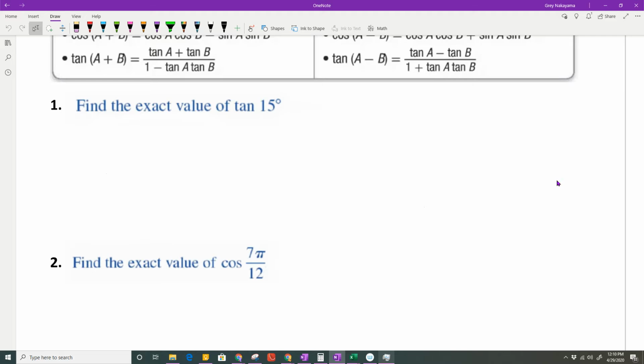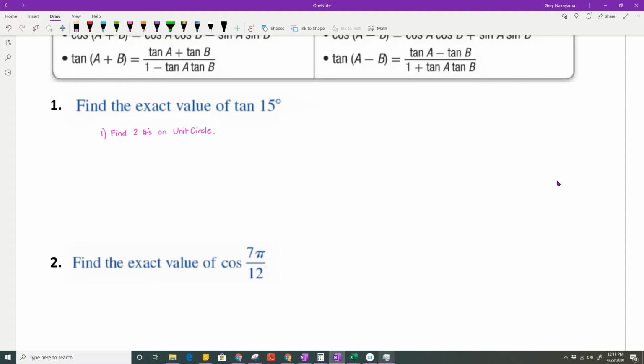All right, so first off, we're finding the exact value of the tangent of 15 degrees. So in my steps, the first thing I'm going to do is find two numbers on the unit circle. Every step that I do in pink on these videos is me finding two numbers on the unit circle that give me 15. Obviously I'm not going to add two of them, so I'm going to subtract.